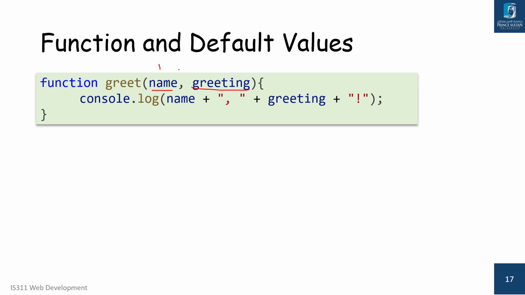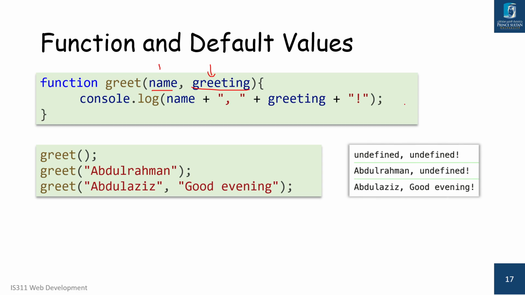So if the name and the greeting are provided, then we are going to print a message on the console. If I do this and then we look here, because in the first one we did not provide any values, it will say undefined, comma undefined. But when we give the name but not the greeting, it says Abdul Rahman, comma undefined. And then Abdul Aziz good morning, and Abdul Aziz good evening.